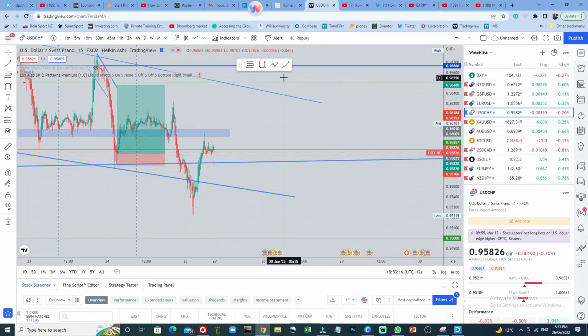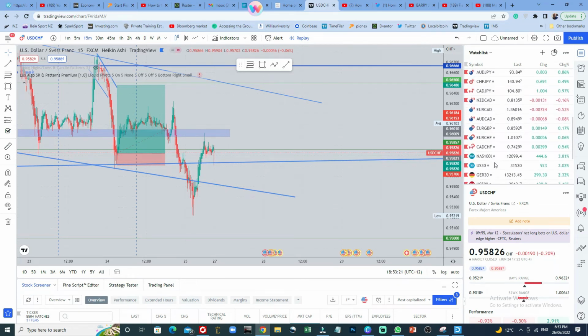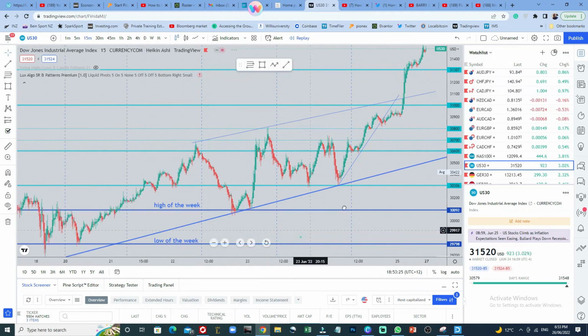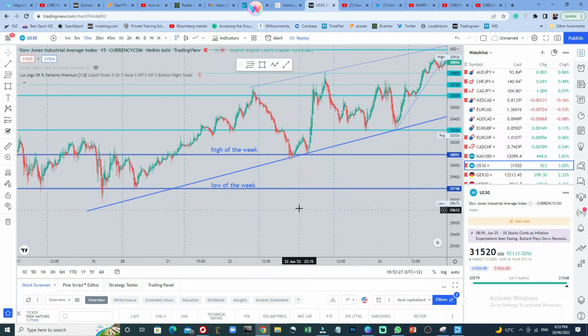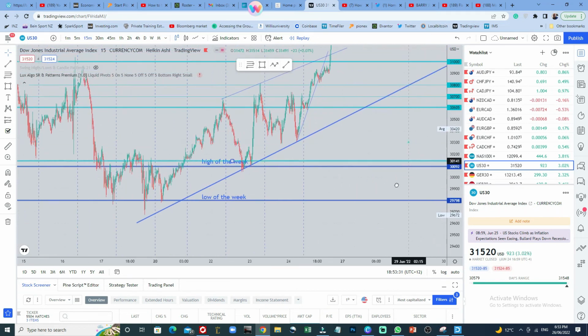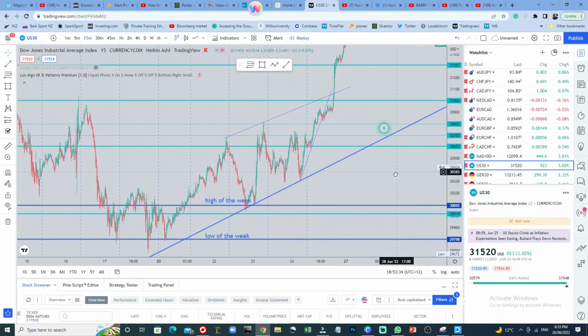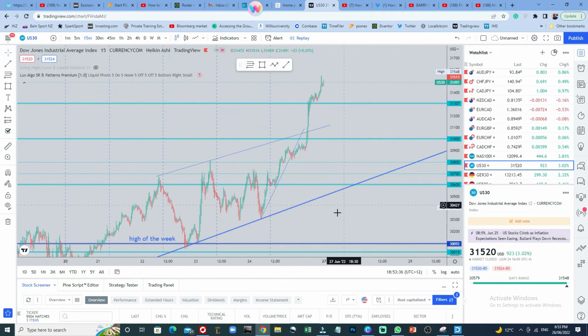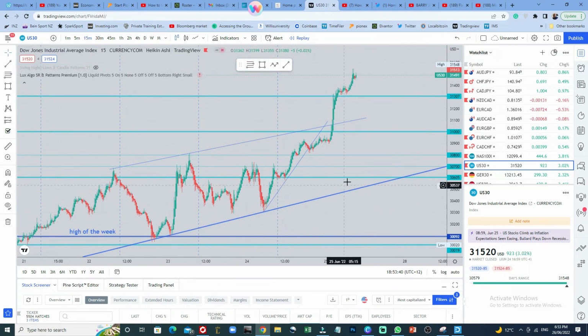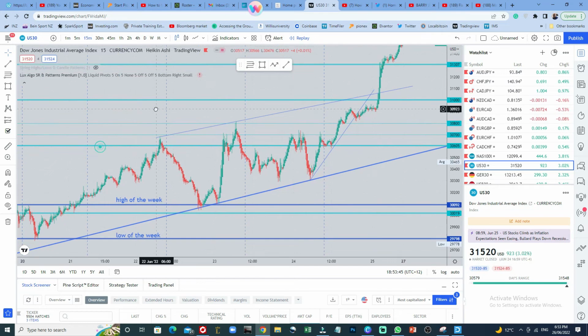Now let's go over to US 30. I won a very good, beautiful trade in the US 30. US 30, where are you? Okay, I think I must have cleaned it. US 30, which is an indices. Now, if you look at the US 30 in the week that started from the 20th.